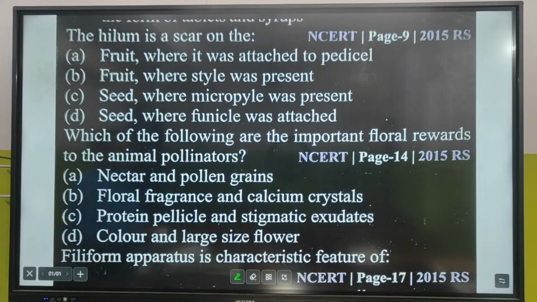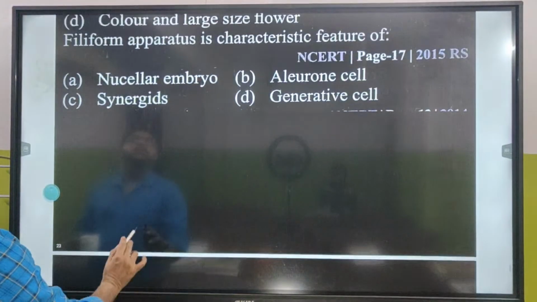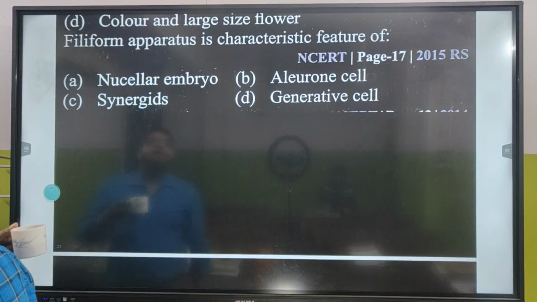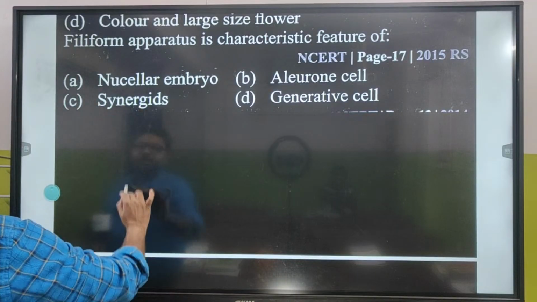Option D. Seed where the funicle was attached. Which of the following are the important floral rewards to the animal pollinators? Nectar and pollen grain, floral fragrance and calcium crystals, protein and pollen, color and size. A. Filiform apparatus is the characteristic feature of synergids.